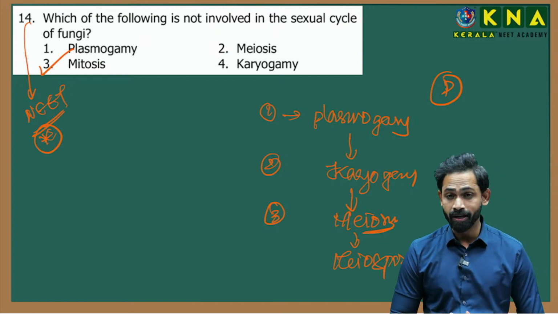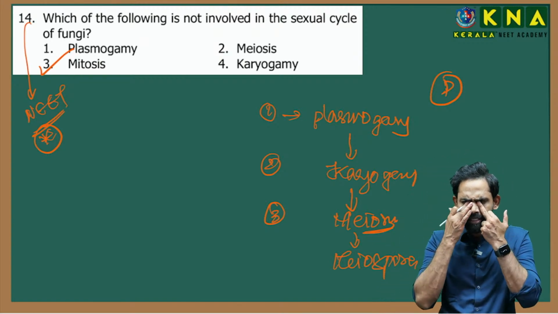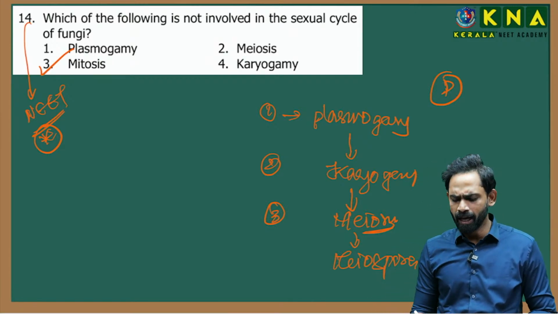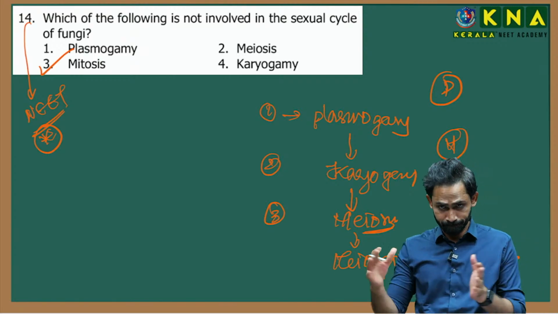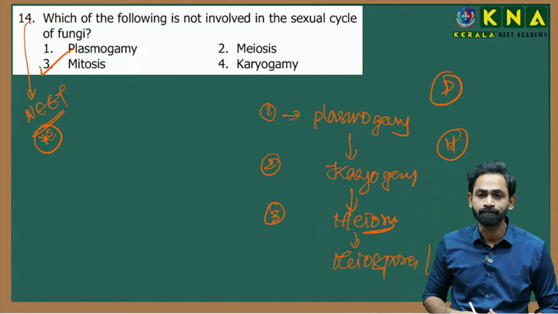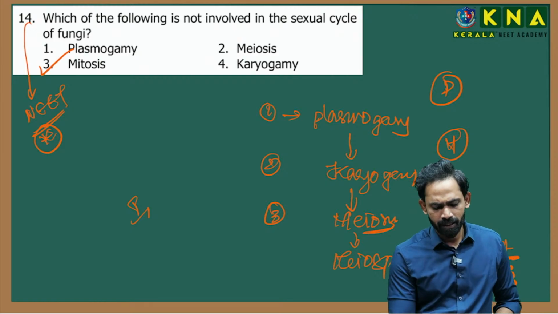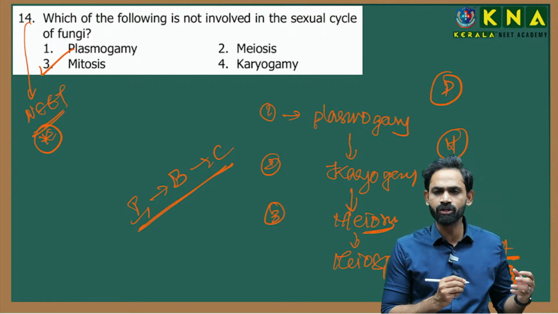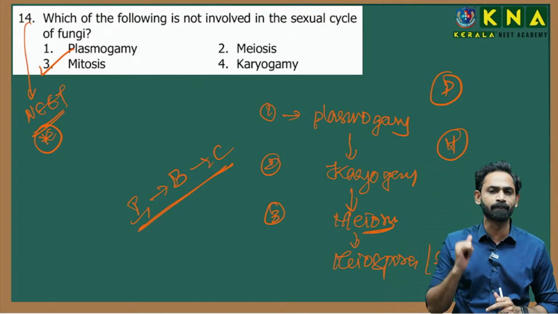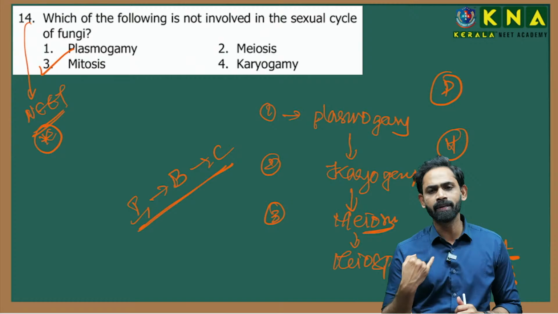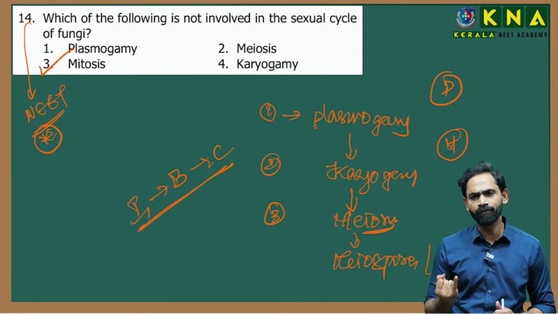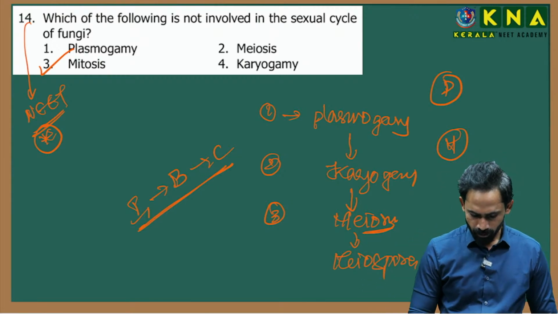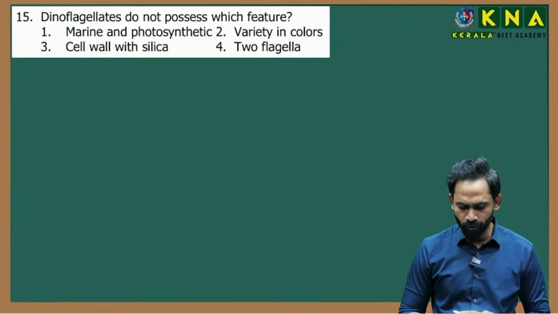Order is very important. One more similar question: what is the order of the experiment in the Hershey and Chase experiment? First is infection, next blending, next centrifugation. Do you remember? Infection, blending, followed by centrifugation. Similarly, plasmogamy, karyogamy, meiosis. That is a similar question. Next, the 15th question.